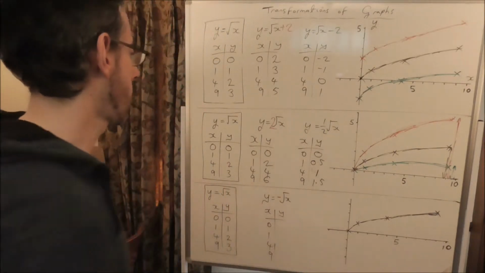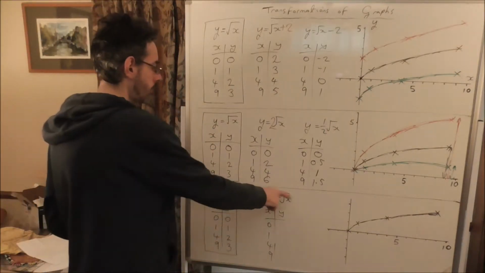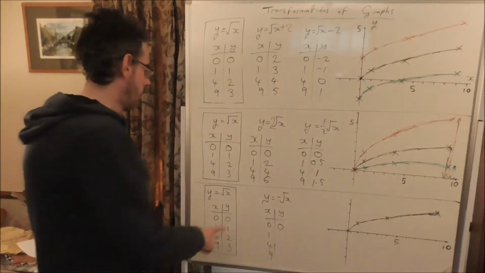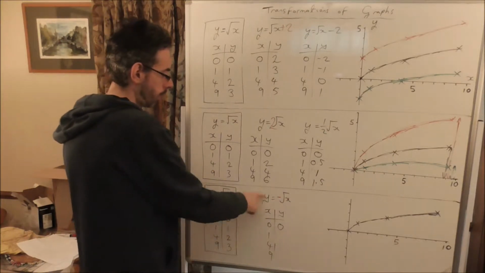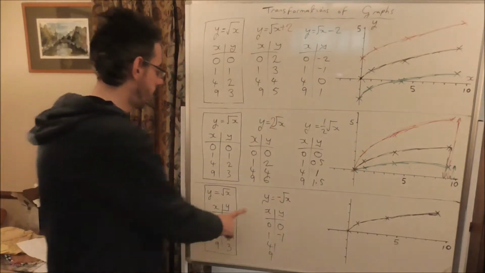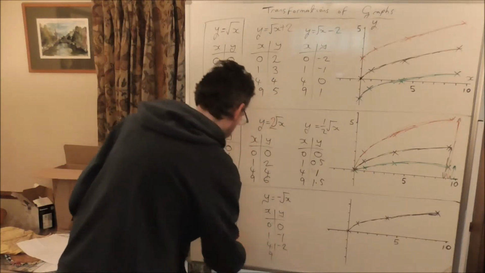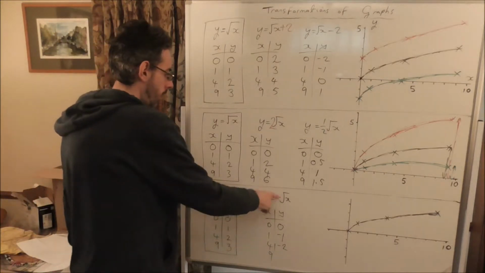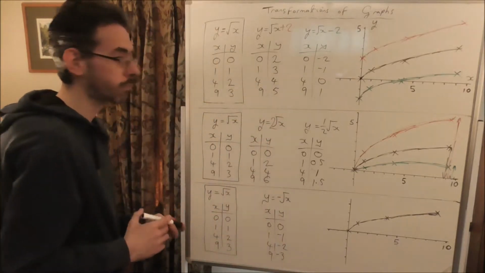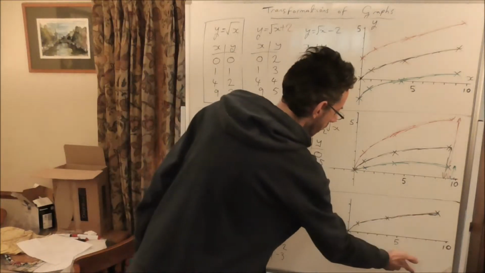Now y is minus root x, so when you put 0 in, the square root of 0 is 0, and then minus 0 is actually still 0. That doesn't change. When you put 1 in, the square root of 1 is 1, just like before, but then you're making it negative, so y is minus 1. The square root of 4 is 2, so y is minus 2. So the y values are just the negative of what they were before, basically. So when x is 9, the square root of 9 is 3, then y is minus 3. So each y value is sort of like the negative of what it was before. So each point is going to sort of be reflected down.